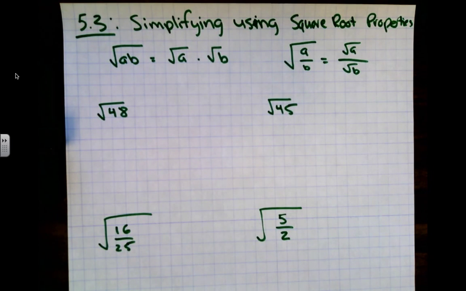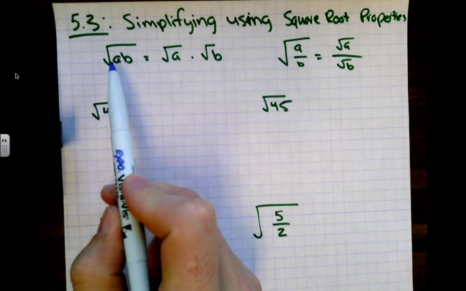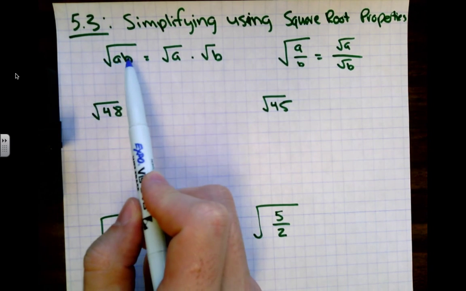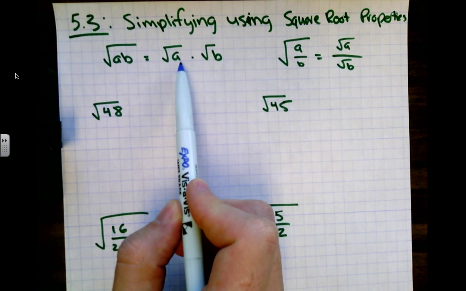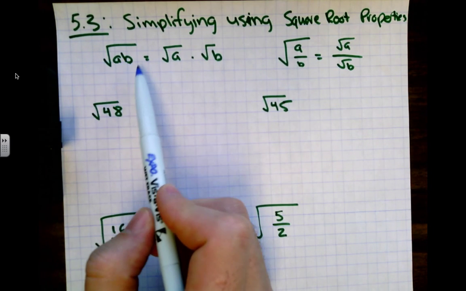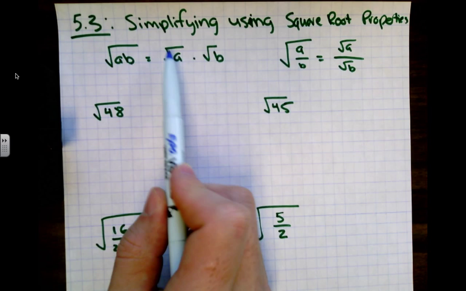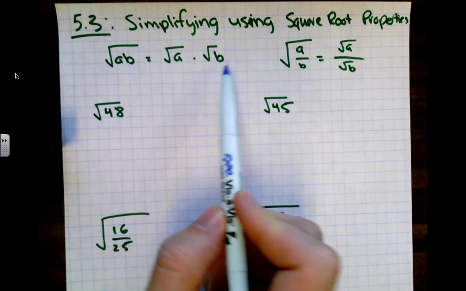What we're going to take a look at today is simplifying using some of the square root properties that we've been going over, which I have written up on the top. The first one says if we have a square root and we're multiplying two things underneath that square root, we could split them as such. So if I had 4 times 16 underneath here, I could split it as the square root of 4 times the square root of 16.